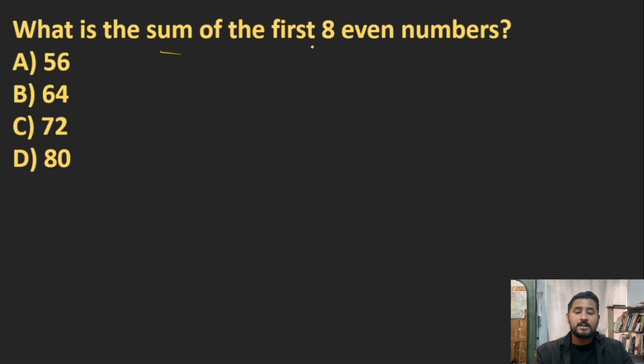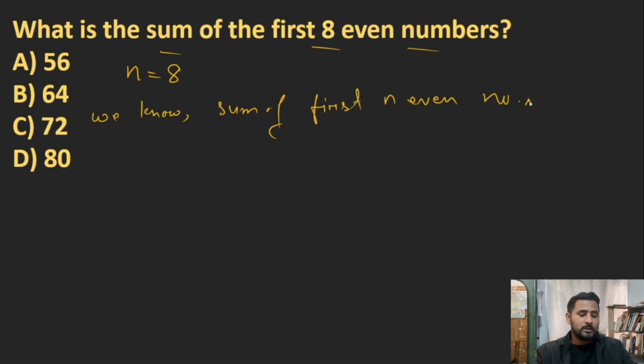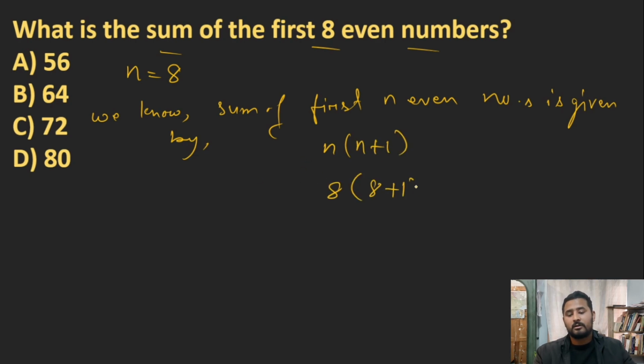Let's go now. What is the sum of the first 8 even numbers? So let us see. Here n is equal to how much? 8. We know the sum of the first n even numbers is given by the formula n into n plus 1, right? So our n is 8, so 8 plus 1 is how much? 9. So 8 into 9 will be how much? 72. So the answer will be option number C.